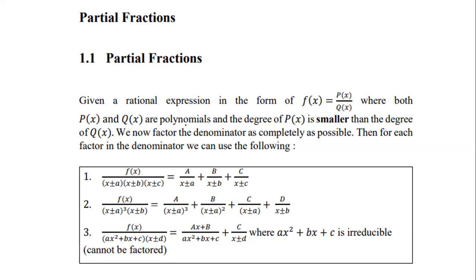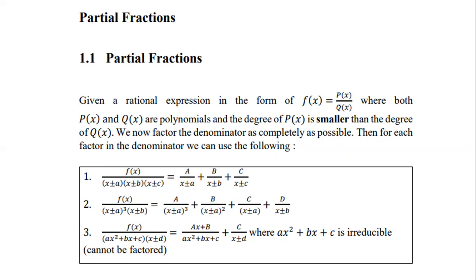Now, given a rational expression, our fraction can be presented in this form, where we have p of x divided by q of x, okay? And these are two functions, because they are defined by the p of x value and the q of x value. So you have to understand that p of x and q of x are polynomials, and the degree of p of x must be smaller than the degree of q of x.